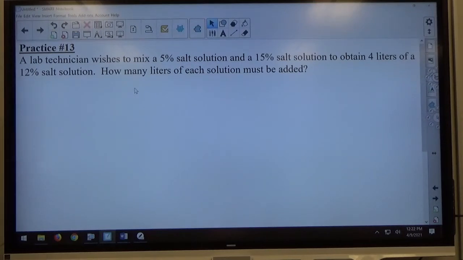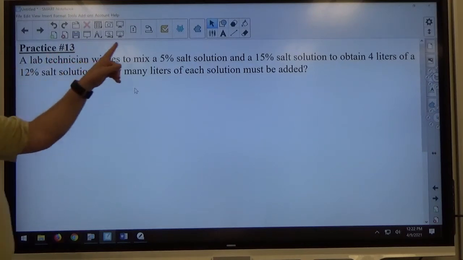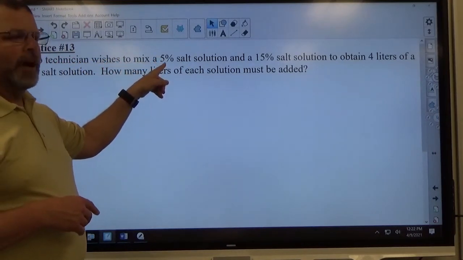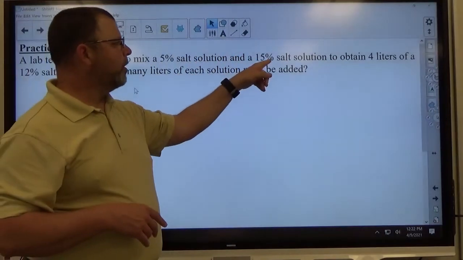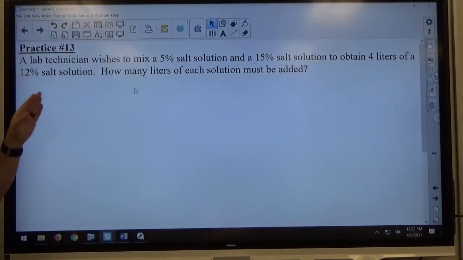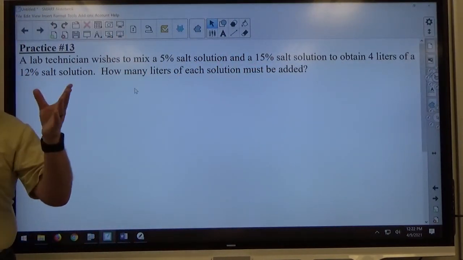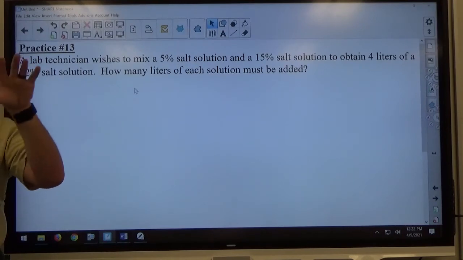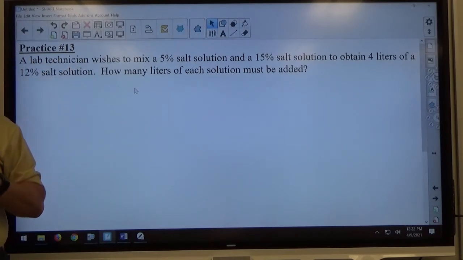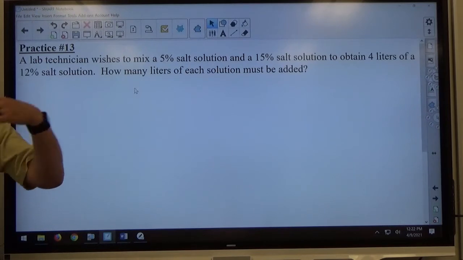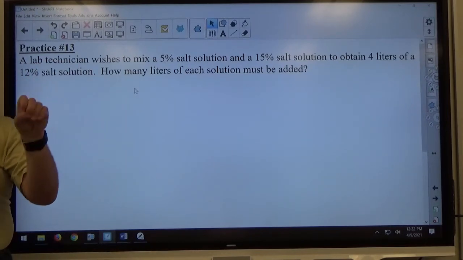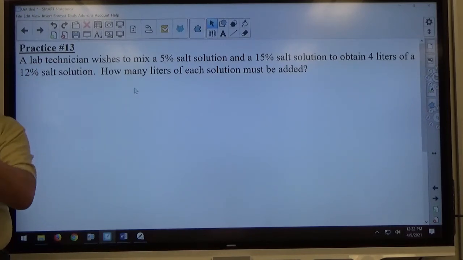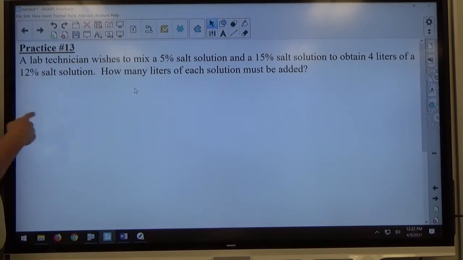Basically you're mixing solutions together, different percentage solutions. So if you have something that's weaker than what you want, 5%, and stronger, 15%, because we wanted 12%. Anytime you deal with mixing chemicals and you have different dilutions of these chemicals, if you have something weaker than what you want and mix it with something stronger, you can get a certain amount of each to get an exact percentage of what you're looking for. As long as it's between 5 and 15, I can do it. 12 is between 5 and 15, so I can do it.